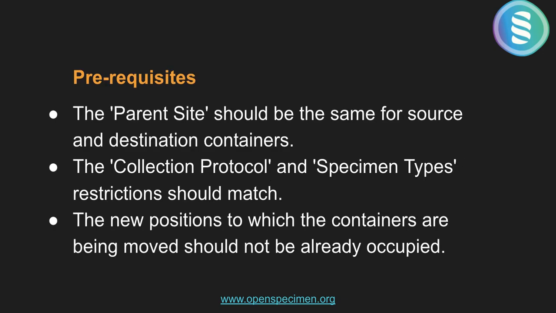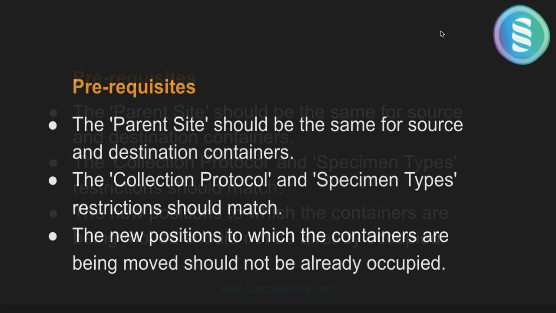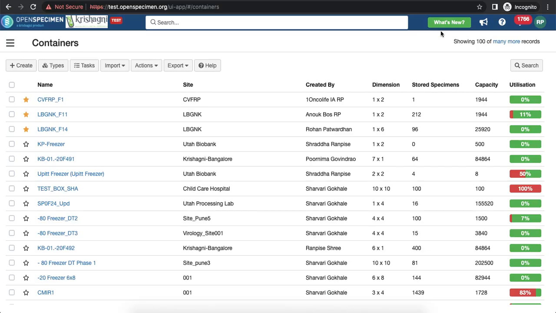Similar to previous versions, we have kept the same prerequisites. The parent site should be the same for the source and destination containers. The collection protocol and specimen types restriction should match. The new positions to which the containers are being moved should not be already occupied. Now let's see how it looks in OpenSpecimen.